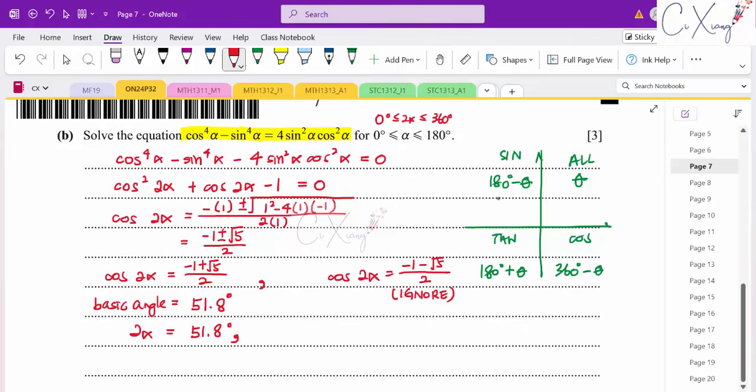Then in the second quadrant, cos is negative. Therefore, I don't want the answer from this part. Third quadrant, cos is also negative. I also don't want the answer from here. Then in the fourth quadrant, cos is positive. So I want the answer from this part. How do I get it? The answer is 360 minus the basic angle. So when you have 360 minus the basic angle, you have 308.2. And after that, you try to get the alpha. By right, the alpha should be 25.9 and also 154.1.